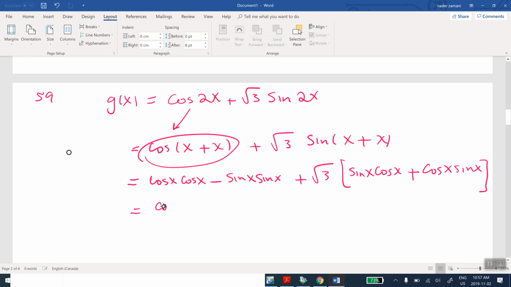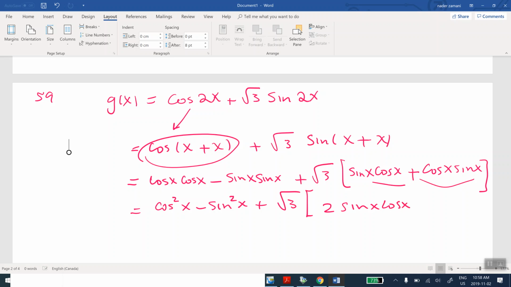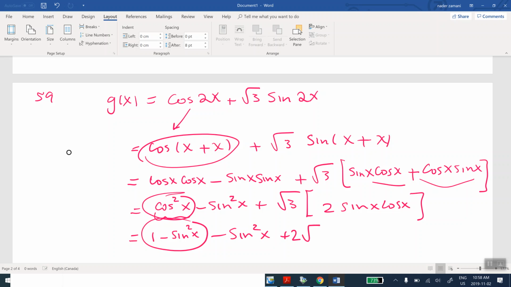Now this is going to be cos squared x minus sine squared x plus root 3, and these are the same thing, so we get 2 sine x cos x. If you want only sine of x, we can write this as 1 minus sine squared x. That's what this thing is. So this is 1 minus sine squared x minus sine squared x plus 2 root 3 sine x cos x. Now that one, if I don't want cosine, I can write it as 1 minus sine squared x.